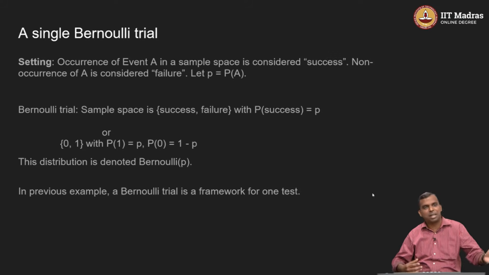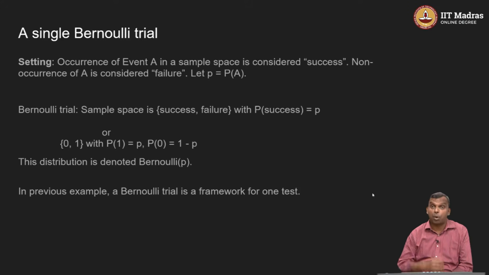Whatever my experiment may be, it may involve a complicated blood collection, and then numerous tests and numerous results may come, and then finally they may say, yes, this person has the disease, this person does not have the disease. My interest in a Bernoulli trial is in only that success and failure. I'm not interested in anything else that you might have done in the actual test. And my probability of success, my probability that the event of interest occurred, is P.